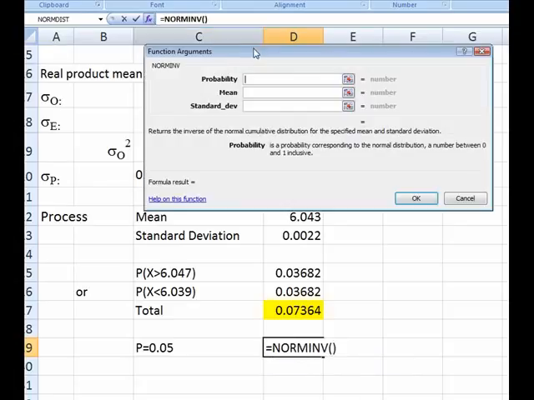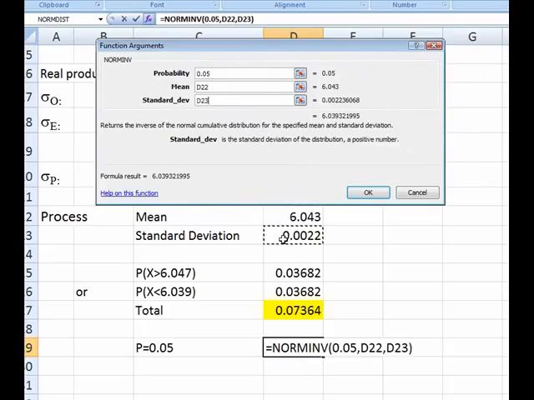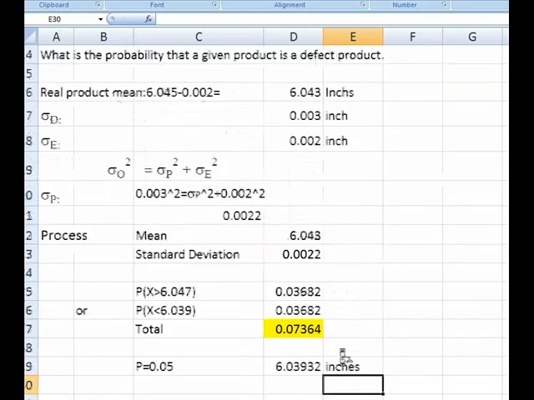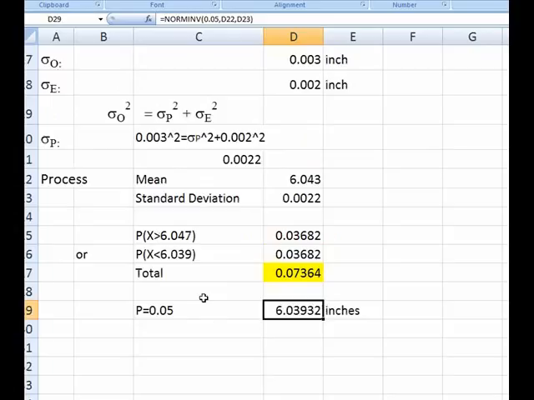Let's look at this window. For normal inverse, we know the probability is 0.05, 5%. We know the mean is here, and we know the standard deviation is here. If we click OK, that number is 6.03932 inch. So this is how we use a normal inverse function to solve this problem. By this, you should be able to finish problem 15.9. If you have any questions, just email me. Thank you.